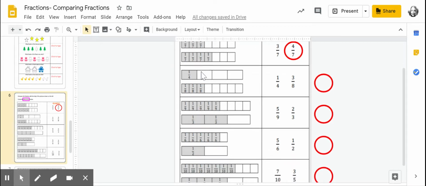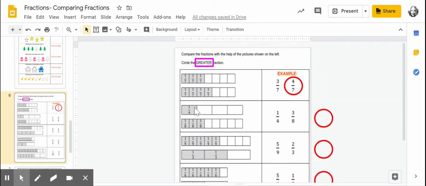Now, when you get to the next one, not the bottom one, but the next one, you're comparing 1/4, so 1, 2, 3, 4 pieces, versus 3 out of 8 pieces. Again, determine which shaded part is going to be larger. You can see here that even though you get a bigger slice on 1/4, 3/8 goes past this portion right here. So surprisingly, 3/8 is more than 1/4.